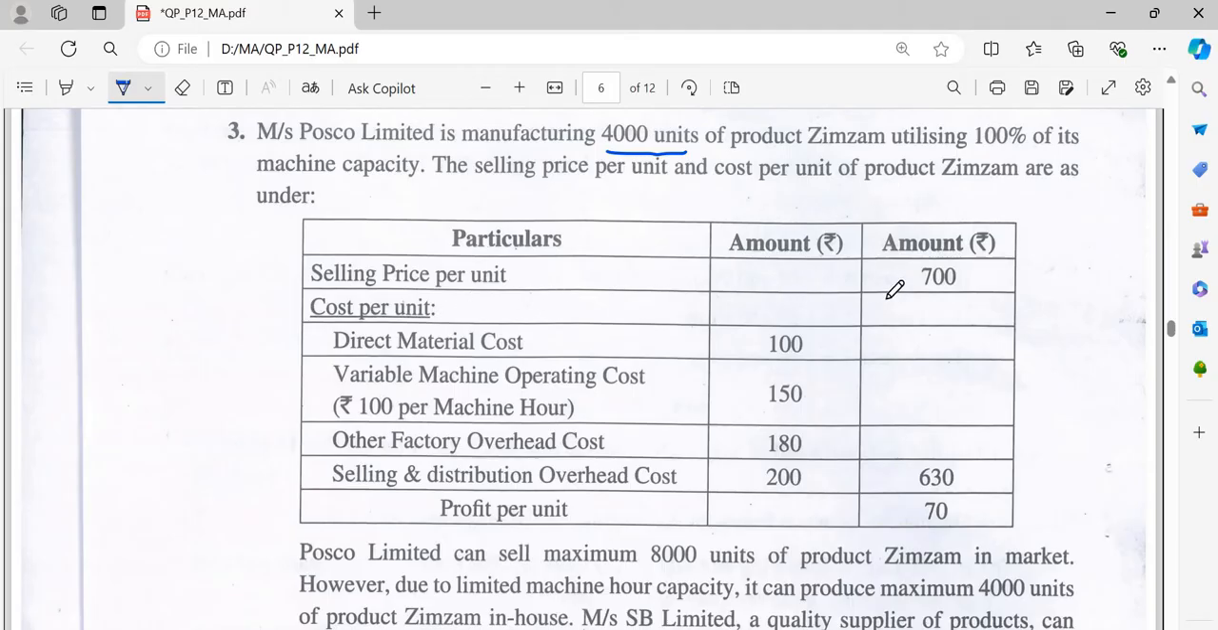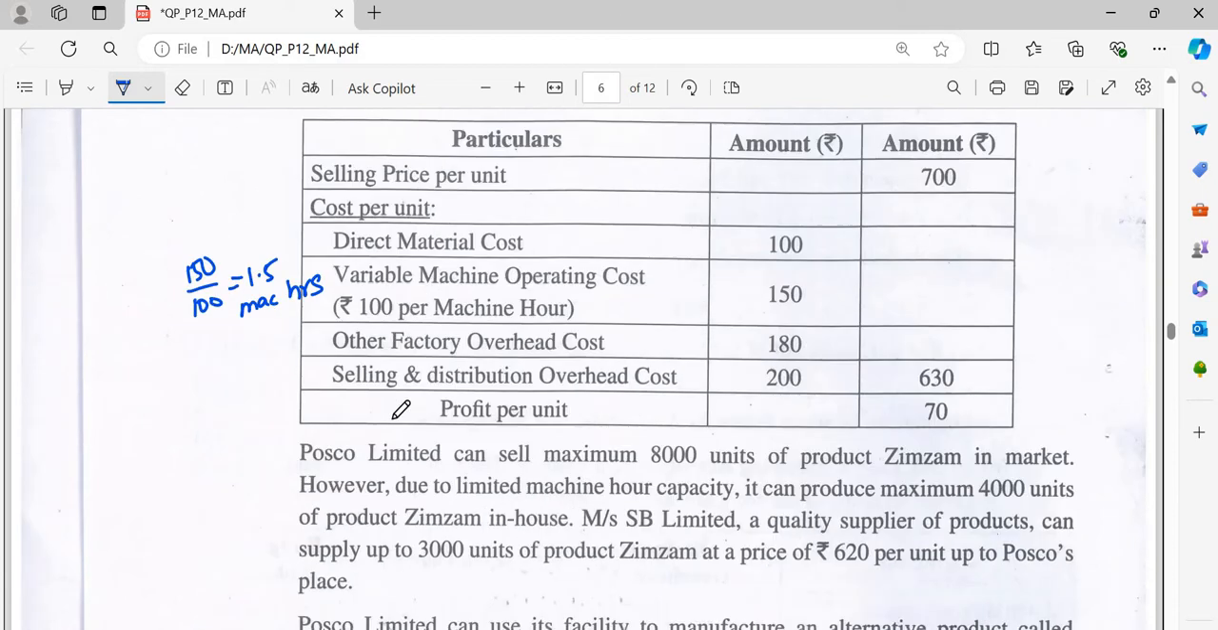Selling price per unit 700, cost per unit: material cost 100, variable machine operating cost 100 per machine hour, so 150. That means what will happen here? They are paying 100 rupees per machine hour, but per unit it is incurring 150. So 150 divided by 100 means 1.5 machine hours are required. So to produce 1 unit of Zimsam, we need 1.5 machine hours.